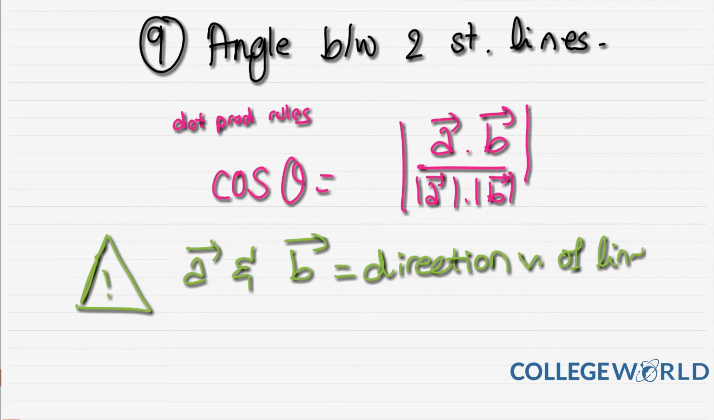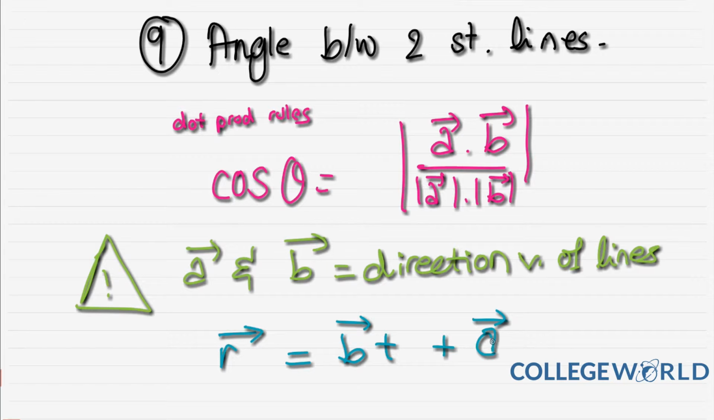In other words, as we said, our straight line equation is r equals bt plus c, and we said that this is a position vector that it passes through, while this one is the direction vector. So simply speaking, if you have 2 lines, you're going to take the b of each, multiply the vectors and divide by the product of their magnitudes, and then you're going to have a number that can be negative or positive. That is why you have the modulus here.